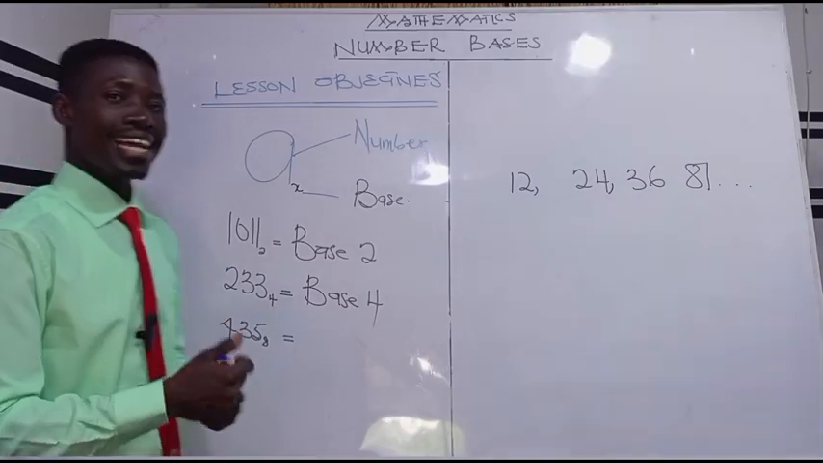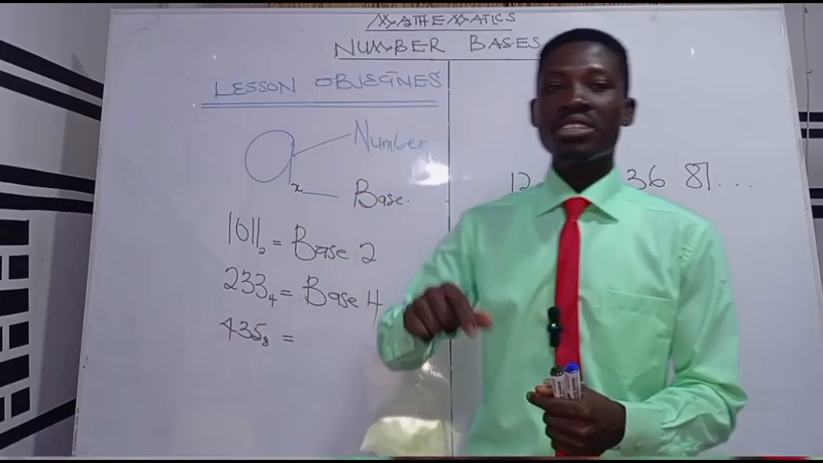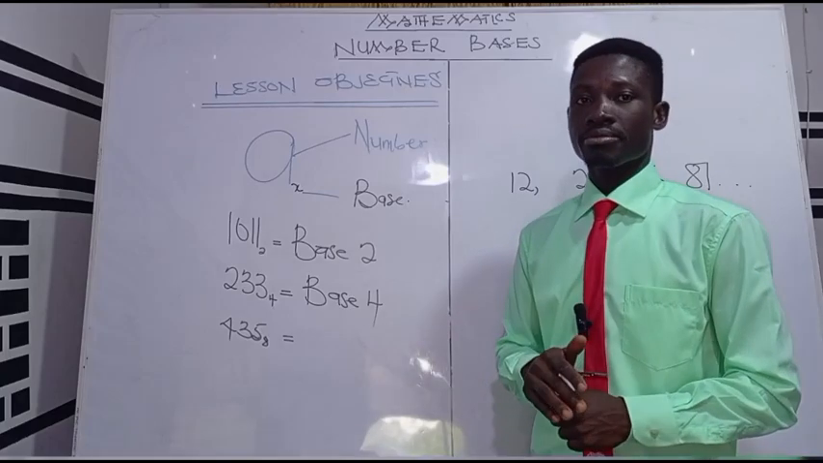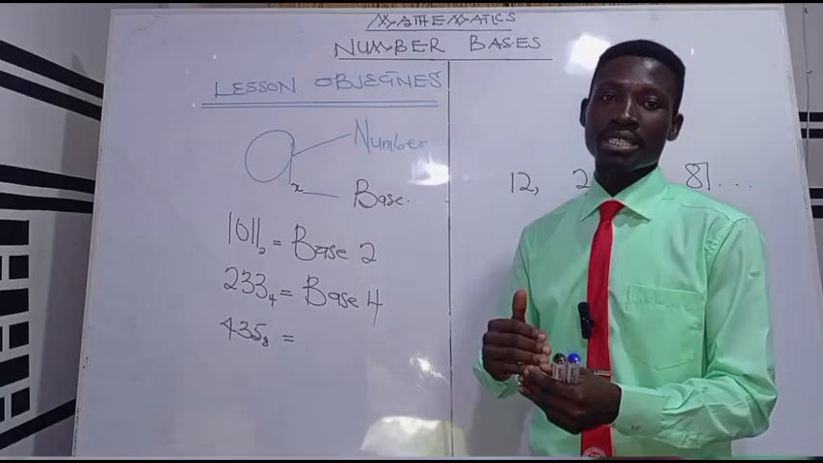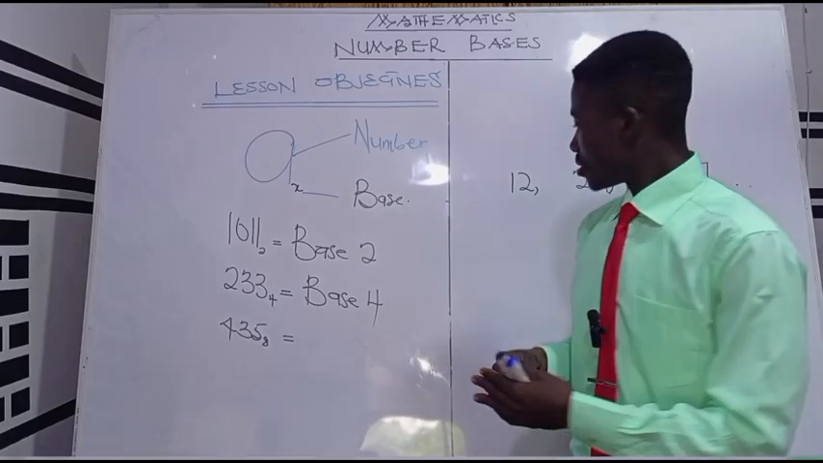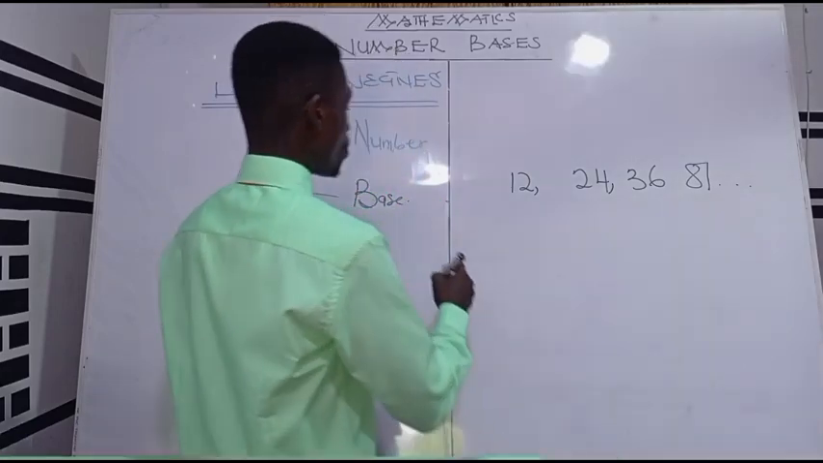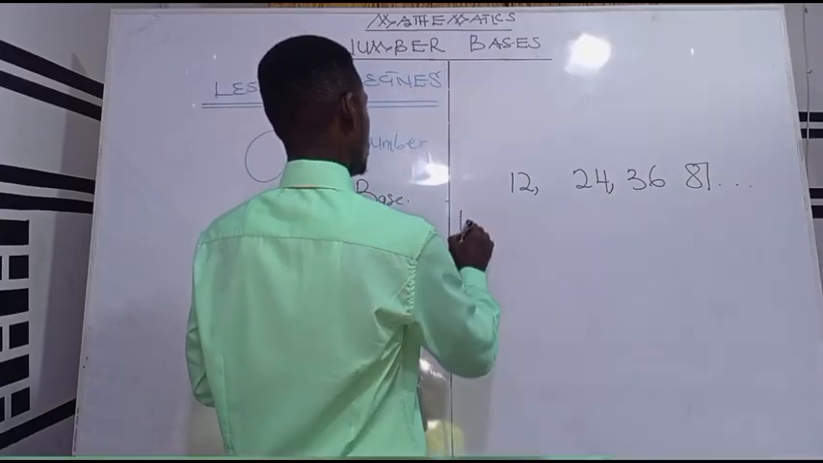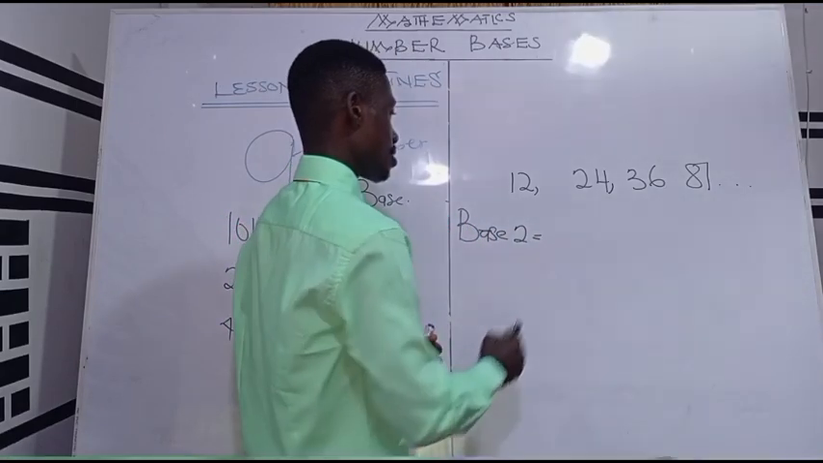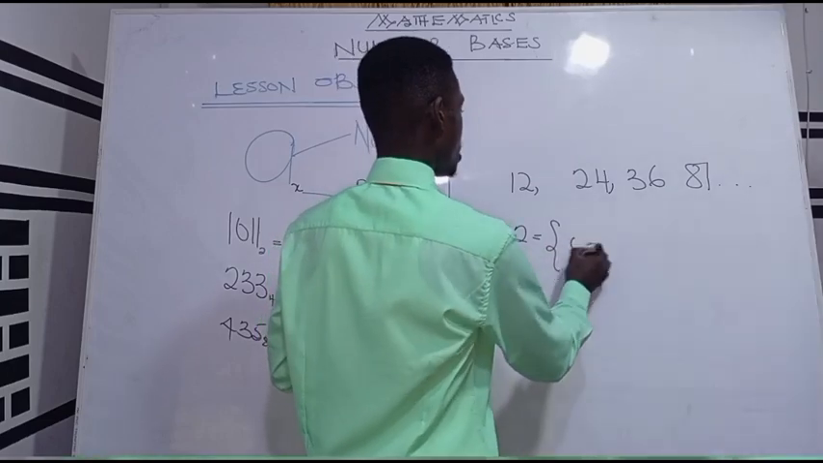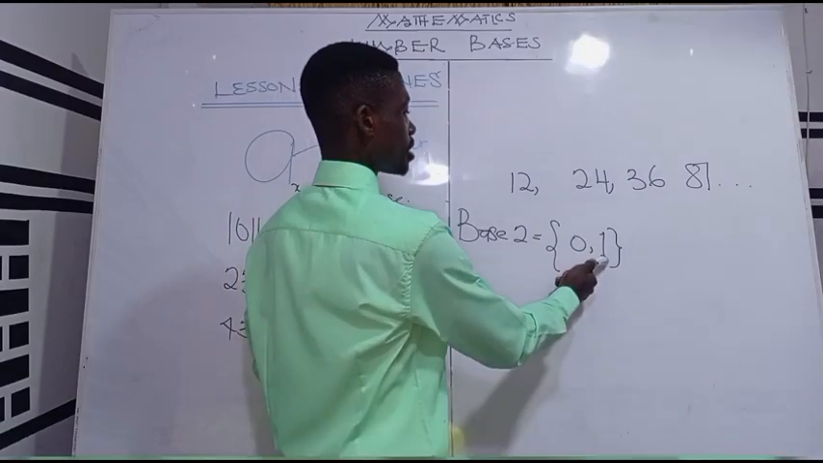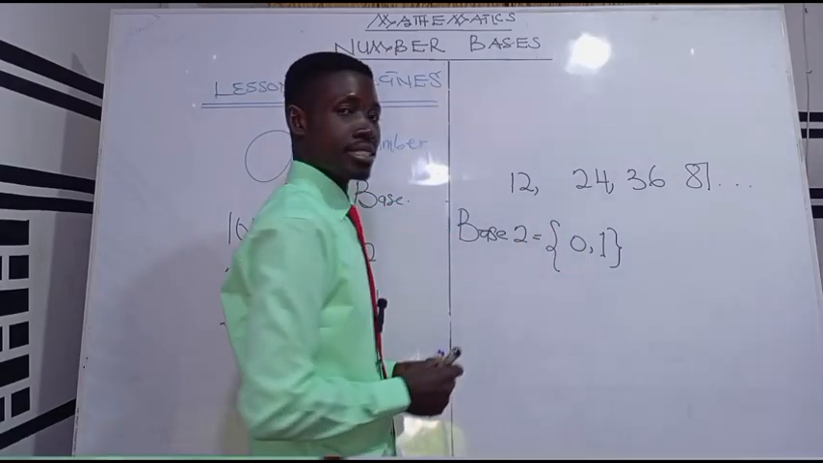Good. The highest digit in every number base is 1 less than the base itself. So a base 2 number has 2 digits ranging from 0 and then 1. So you realize that the highest digit, which is 1, is 1 less than the base itself.